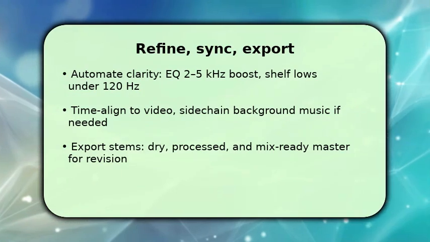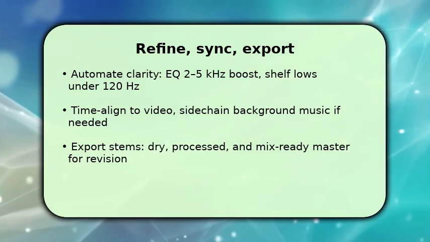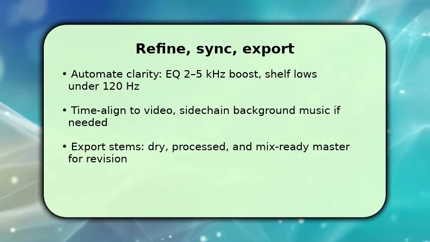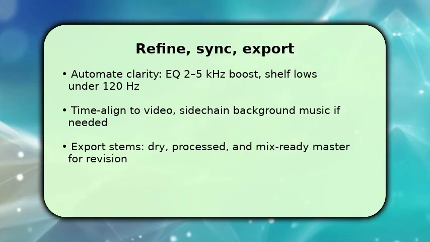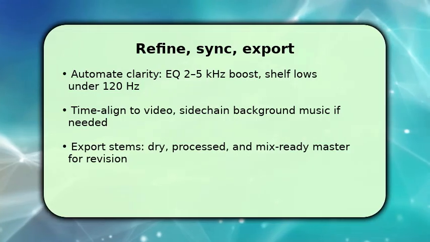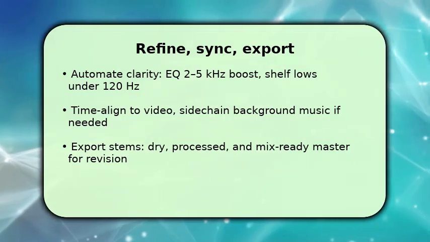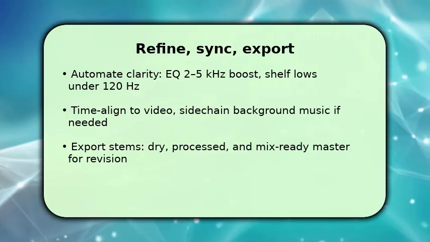Finally, refine and deliver. Use parametric EQ to boost 2–5 kHz for consonants and low cut below 120 Hz to remove rumble. Once levels sit well, time align the vocal to the video frames and automate mouth-friendly timing if you adjusted pitch or stretched audio. If music competes, sidechain or duck it during key phrases so speech reads clearly.